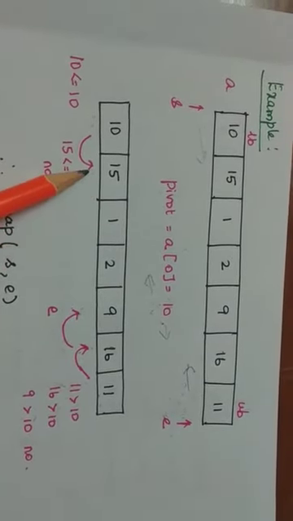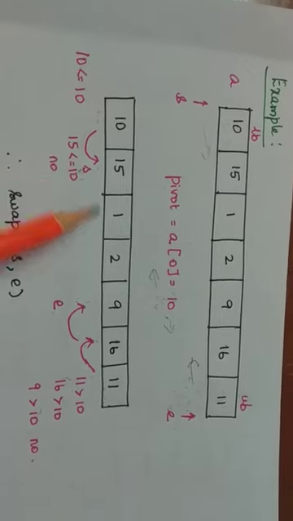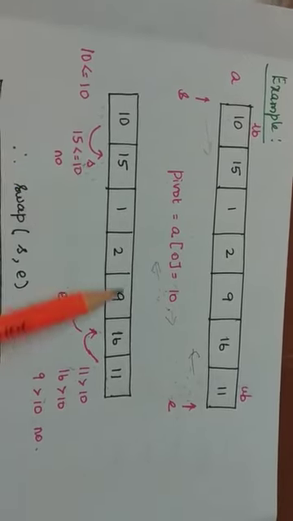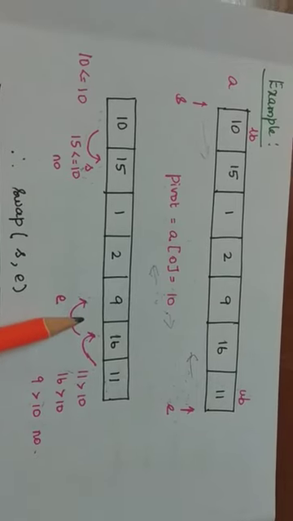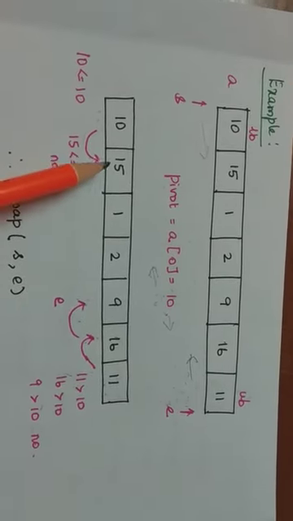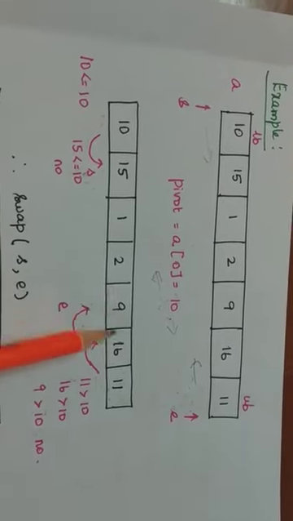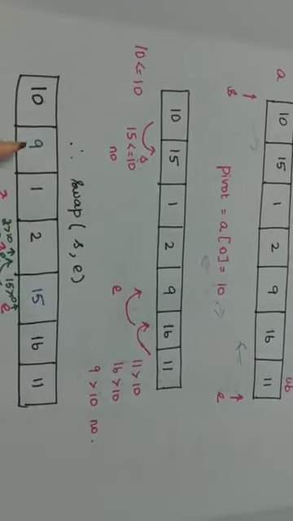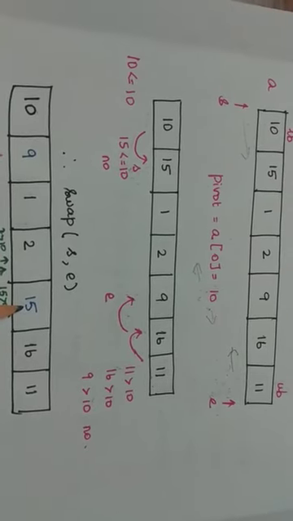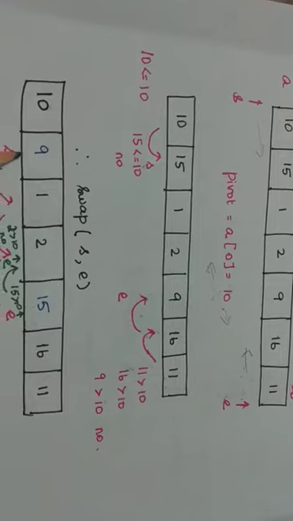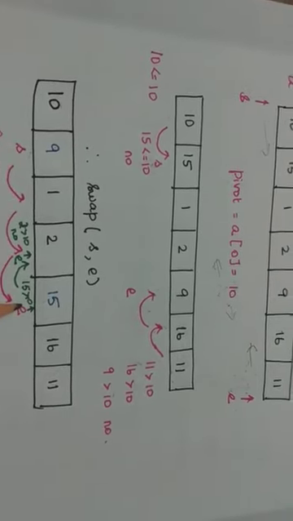So what we need to check here is whether S is less than E. That is, here the value. So S has not crossed E. S is less than E. So what we do is we will swap this 15 and 9. The rest of the elements keep unchanged. So we will swap this 15 and 9. Okay. Now our S pointer is at this position and E pointer is in this position.